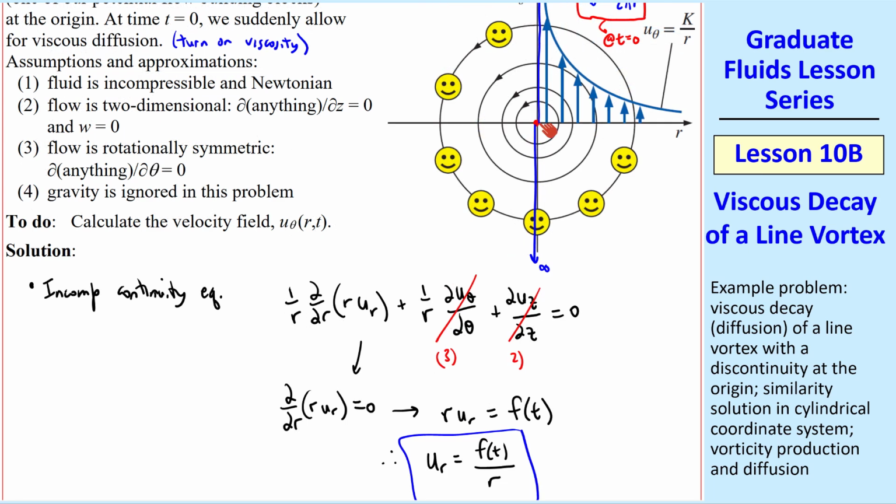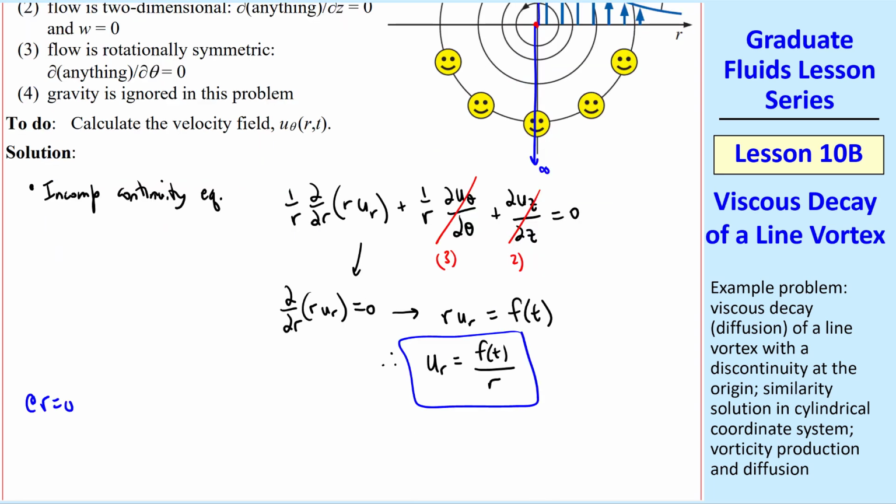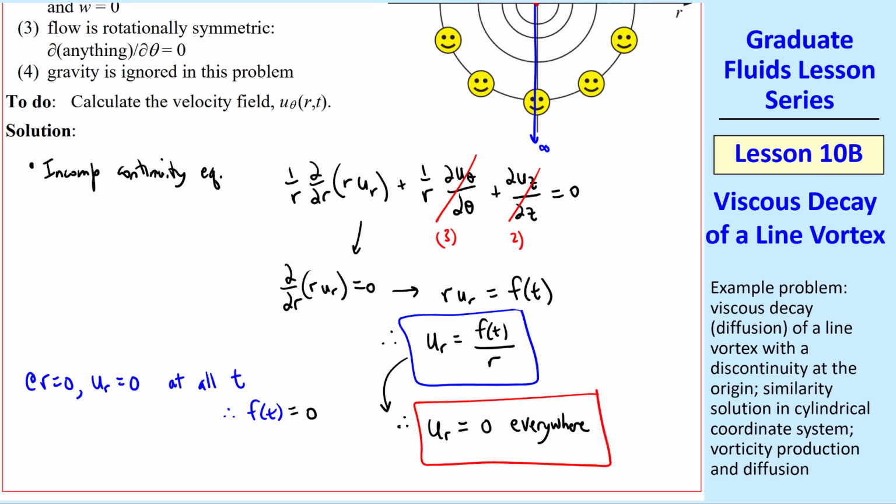But we know that in this flow, at the origin, since everything's rotationally symmetric, u_r has to be 0. In other words, at r equals 0, u_r equals 0 at all time. The only way this can be true, since r is in the denominator, is if f of t is equal to 0. Therefore, we conclude that u_r equals 0 everywhere in this flow. This is the result of the continuity equation.